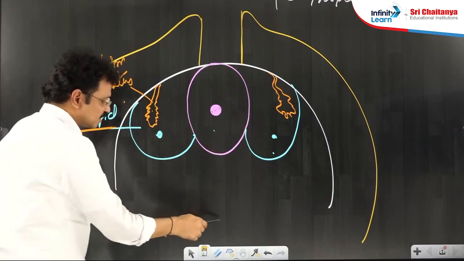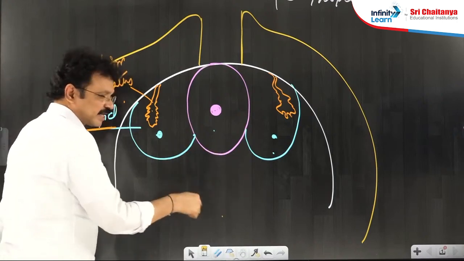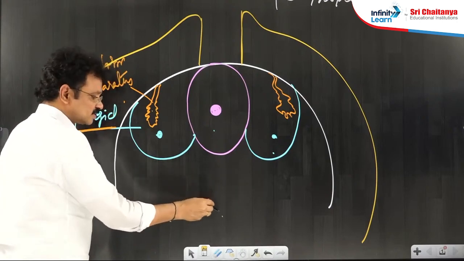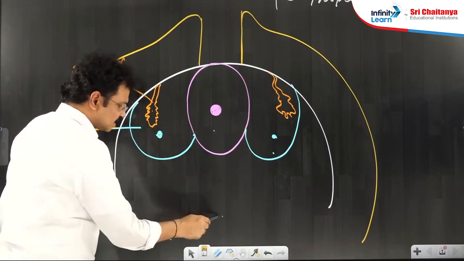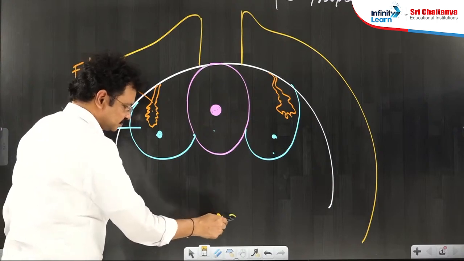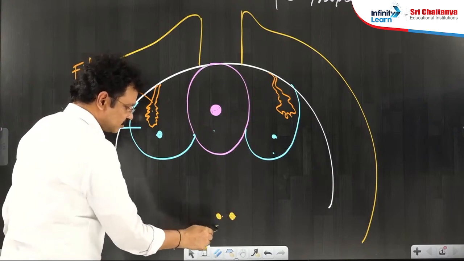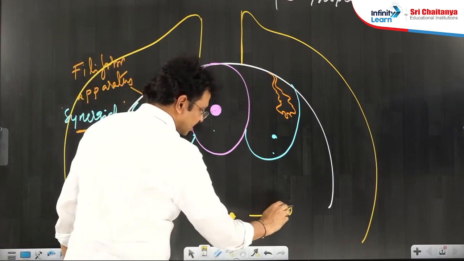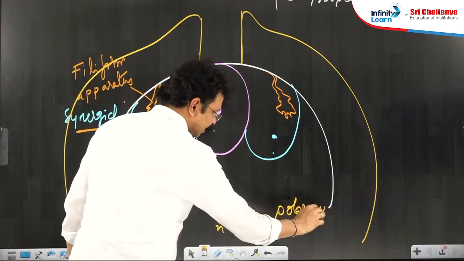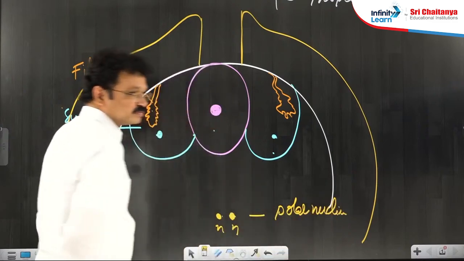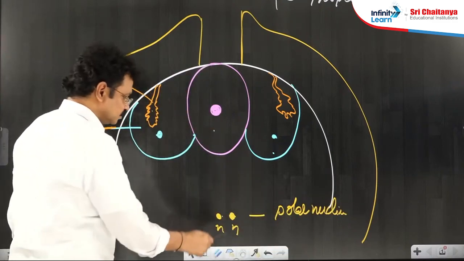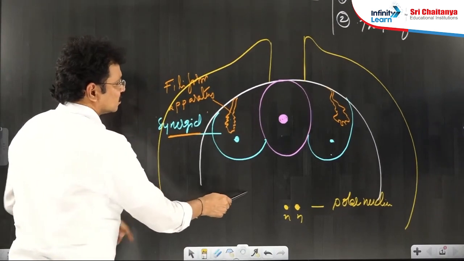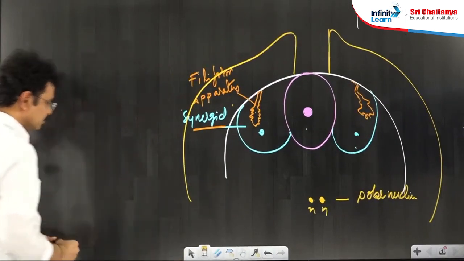Now, what is the largest cell found inside the embryo sac? This entire portion is called the central cell. In that central cell, two nuclei are present. The name of each nucleus is haploid polar nucleus. Now, tell me once again, what is the place of this embryo sac? Embryo sac is generally found in the ovule.